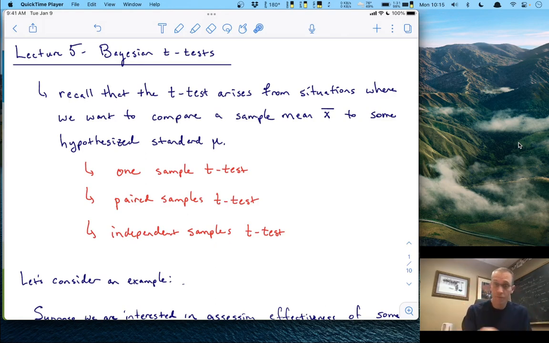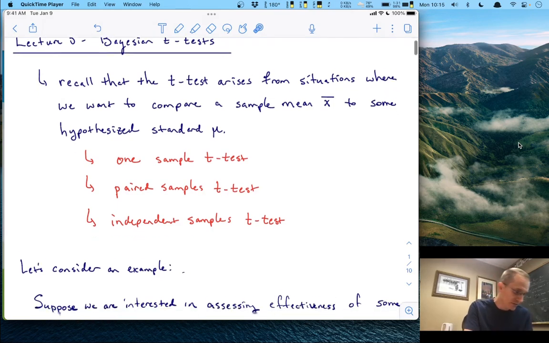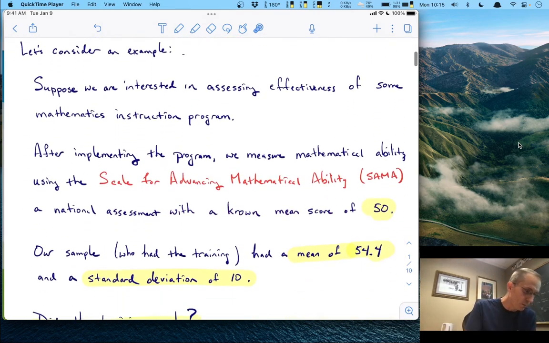So let's go forward with an example that we can carry through today. Let's suppose that we are interested in assessing the effectiveness of some mathematics instruction program. And after implementing that program, we measured some mathematical ability in our participants. And we're going to use this scale. This is a fictional scale, but let's say that it's called the Scale for Advancing Mathematical Ability. So we'll call that the SAMA. And that's a national assessment with a known mean score of 50. So 50 is average performance in mathematics according to this test.